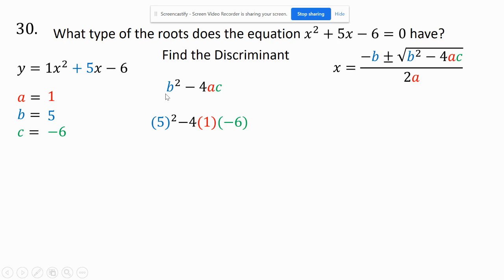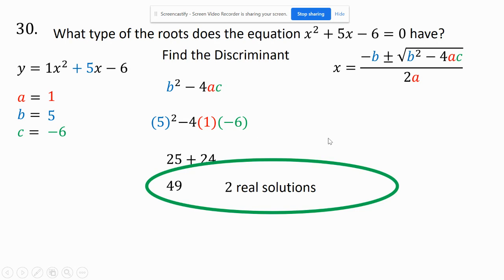I'm just going to come over here and plug them in. 5 squared would be 25, and 4 times 1 times negative 6 makes a negative 24, so minus negative 24 is positive 24, which gives 49. And 49 has two real solutions because it's a positive number. So this one has two real solutions.